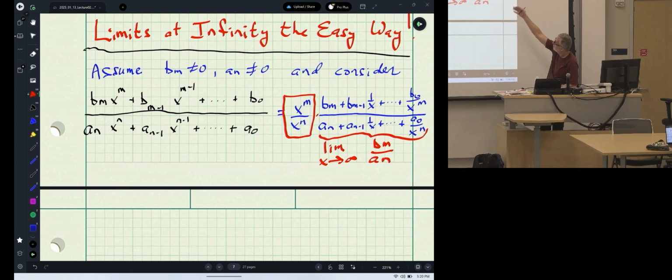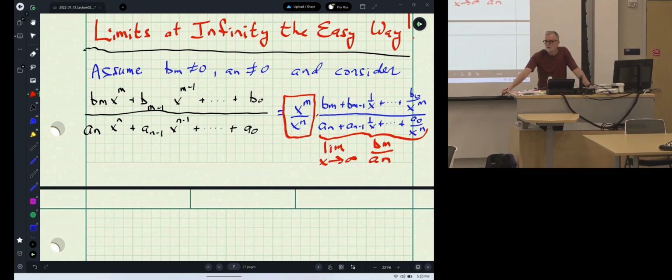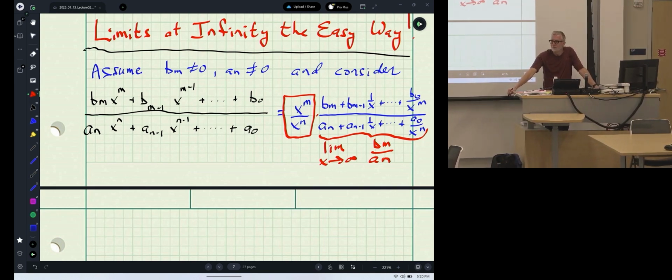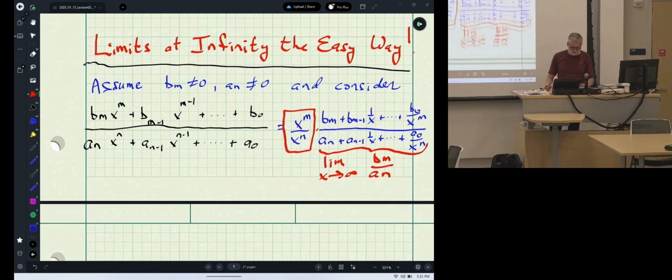And then what about this term x to the m over x to the n? Well, if m and n are equal, what's the limit as x gets large? It's 1, because they cancel. And if m is bigger than n, what happens as x gets large? Goes to infinity. And if n is bigger than m, what happens when x gets large? It goes to 0. So we know exactly what happens to this complicated function. We can calculate the limit, and we're going to write it down in a second.